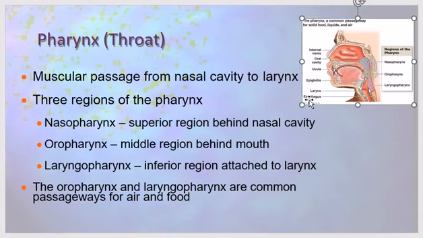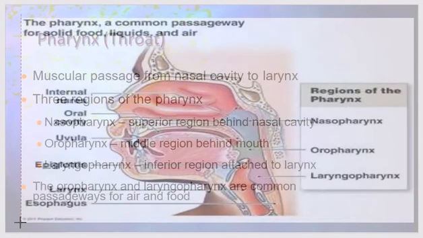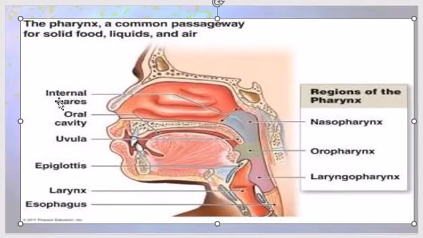Now with the help of this diagram we will understand the parts of these regions. Here you can see the nasopharynx, oropharynx and laryngopharynx. This is your nasopharynx. Here you can see the palate area of the nasal cavity, and the interior nasal part is attached with the nasopharynx. This is the articulation part. Next is your oropharynx, which is attached to the epiglottis area. Here you can see the epiglottis, and it is attached with the oropharynx.